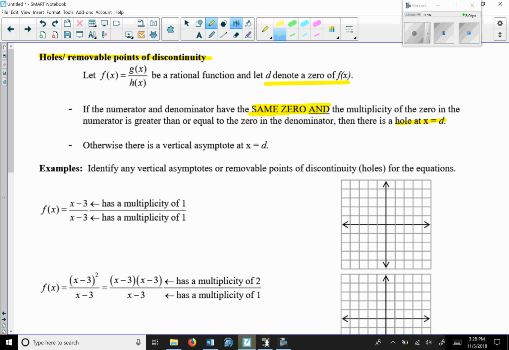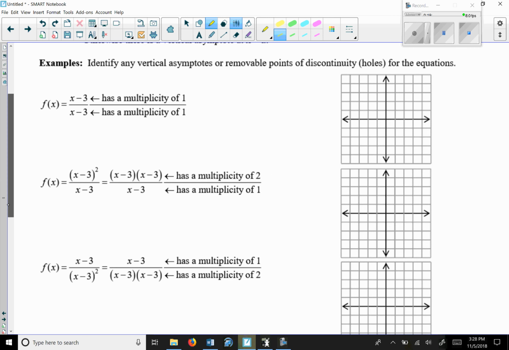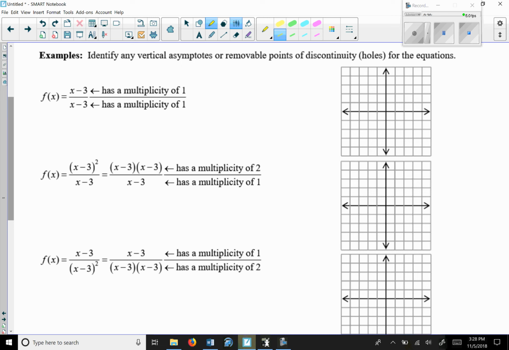So what does that mean? Let's do some examples to help out. Remember, the multiplicity is how many times the 0 occurs as a factor. So if we look at this first example, we have x minus 3 over x minus 3. Both factors only occur once in the numerator and denominator, which means they both only have multiplicity of 1. So if we were to simplify this, both the x minus 3's would cancel out to leave us with 1.